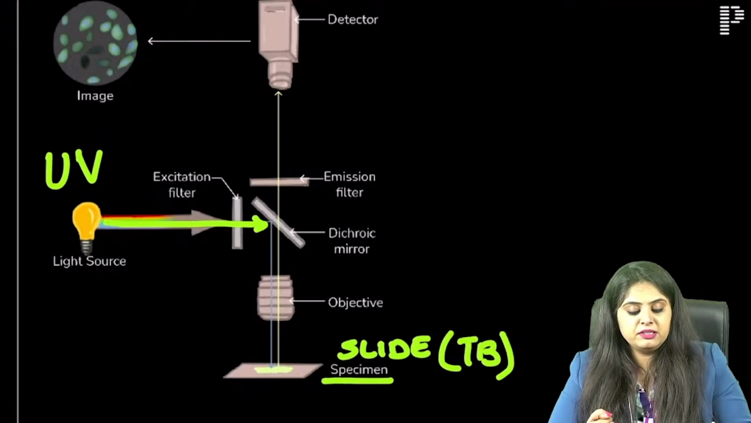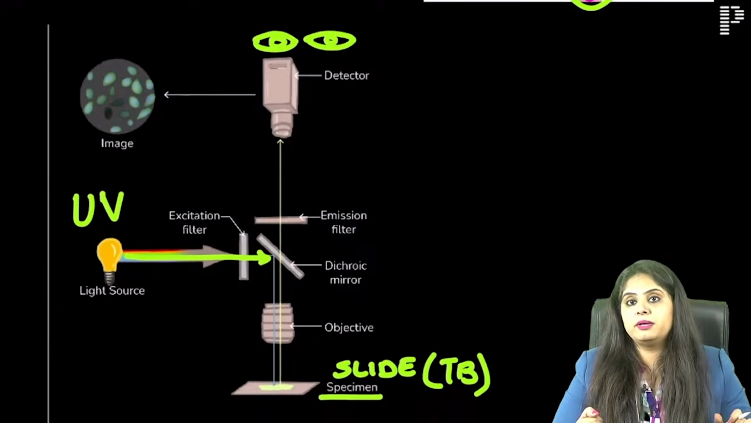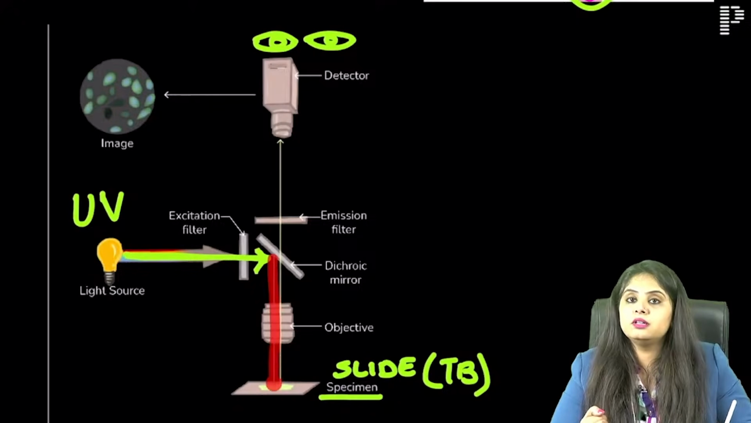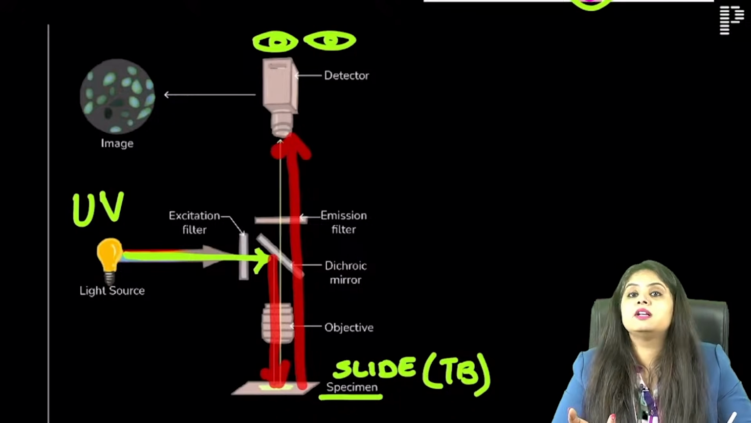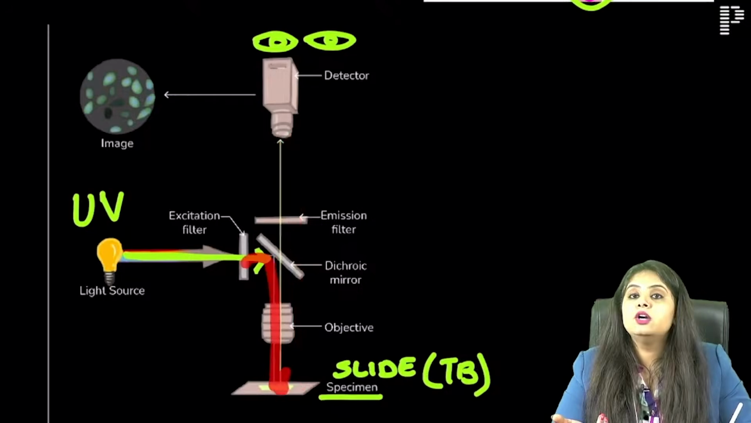This is the detector, meaning this is where you are sitting. These are your eyes. You are looking into the microscope from here. Now, ultraviolet light comes from here. First, you will have to send the light to the slide, whatever you have prepared from the patient. Then the light will go back and it will come to my eyes. Then only I'll be able to see it. First send the ultraviolet light to the slide.